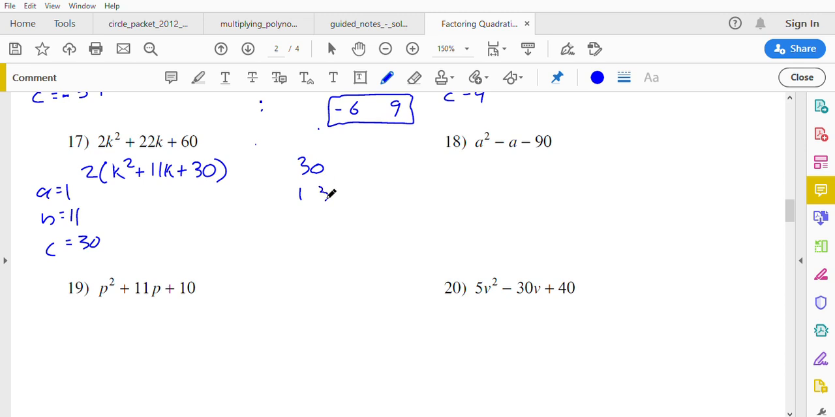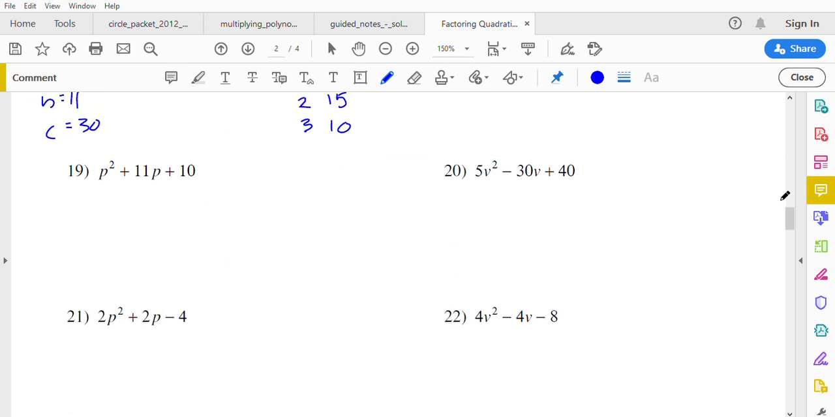Well, it's not 1 and 30. It's not 2 and 15. I've got 3 and 10. Okay. So again, do I have any factors of 30? Do I have any more that I'm missing? Do I have any factors of 30 that add up to 11? I don't have any. So we can stop right there. This again is as factored as this one's going to get. Okay.